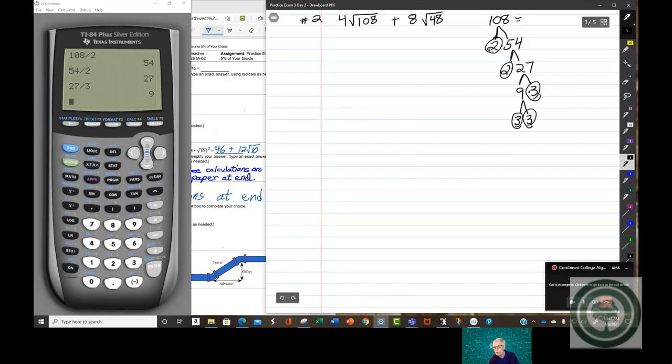The numbers that are at the ends of the branches, they're like fruit. All right, so let's just write it out: 2 times 2 times 3 times 3 times 3. And here we have a perfect square, 2 squared. And here we have a perfect square, 3 squared. And then there's one little lonely 3. Now, if you don't already know what 108 is, that's a pretty good way to do it.